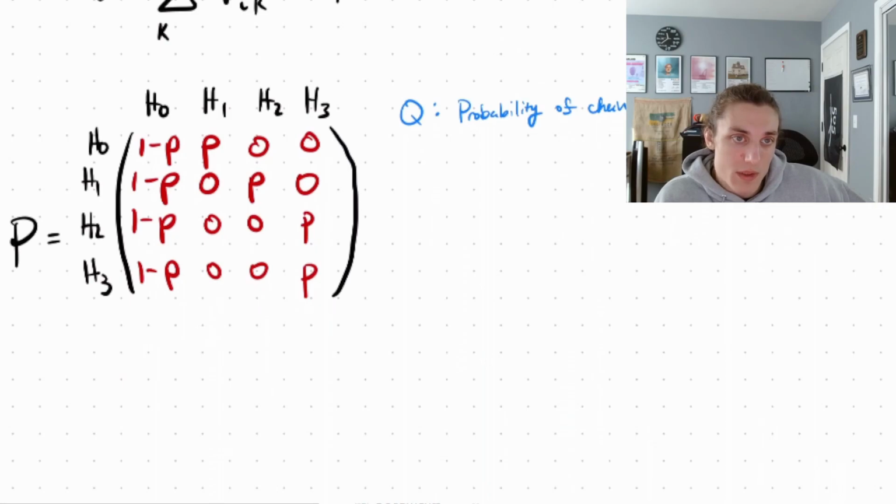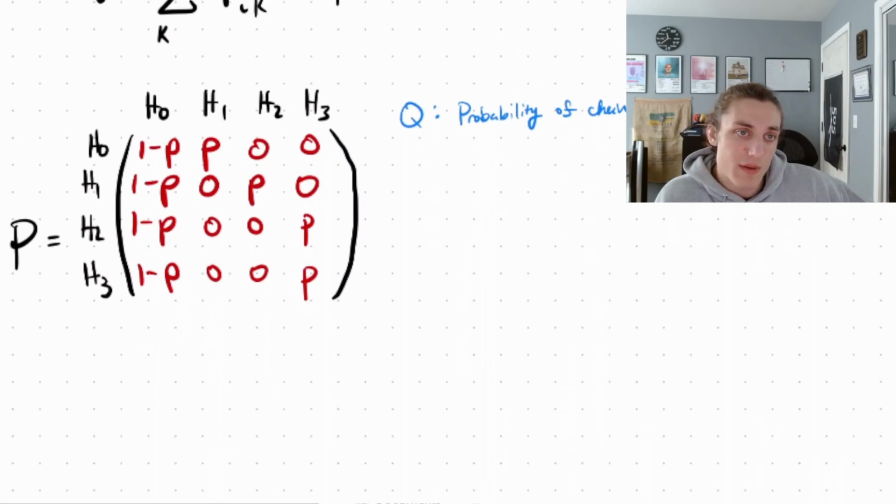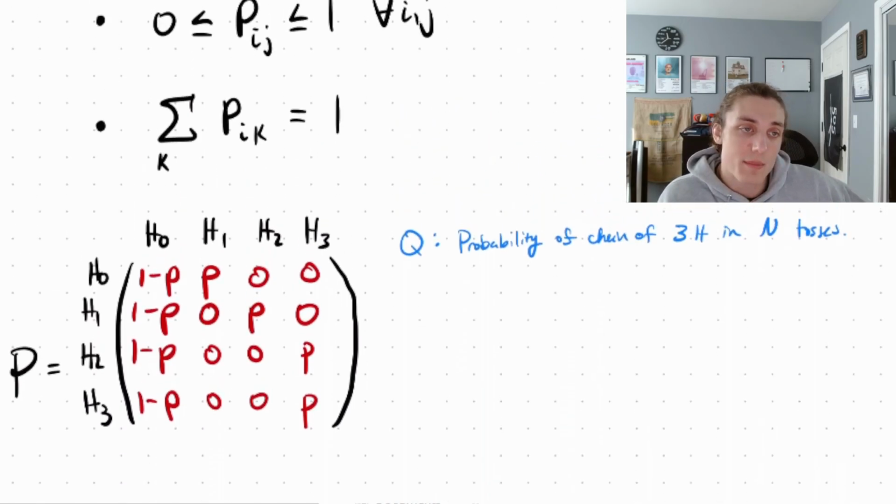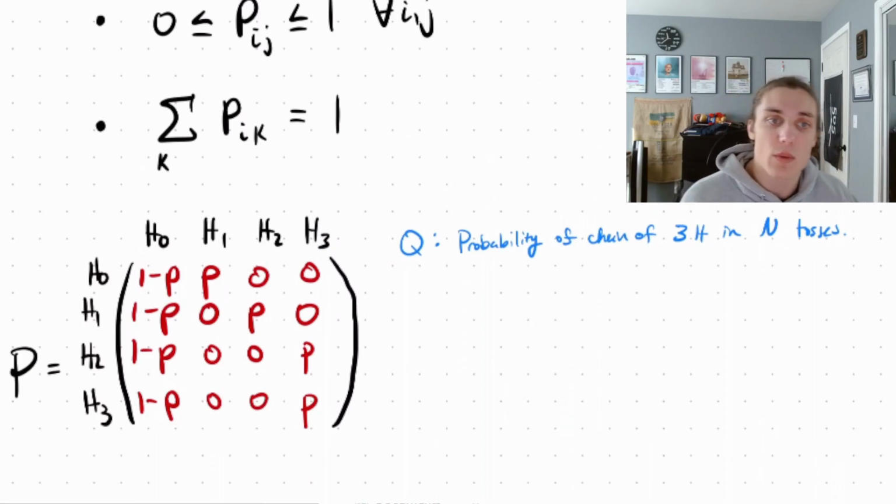Well, it turns out once you have this transition matrix, it's very, very easy to determine the probability of transitioning from one state to another. What I mean by that is, let's say that we were curious about going from state H sub 0 to state H sub 3 in n transitions. How would we do that?